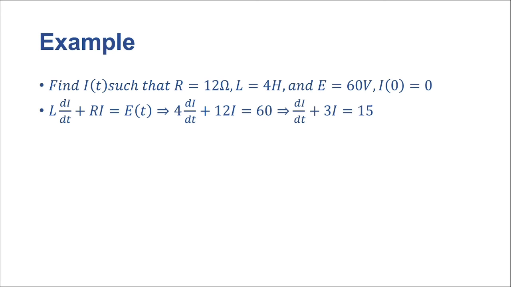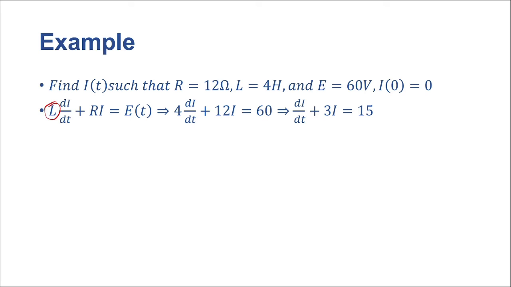So here's the equation that we use: L di/dt plus R times I is equal to E of t. Now this is obviously a linear differential equation. But as you can see, we've got this pesky L factor here, so we're going to need to divide that out at some point. So plugging in our values, we get 4 di/dt plus 12i is equal to 60. Well, that's great. We can divide everything by 4, and that leaves our di/dt as monic. So we get di/dt plus 3i equals 15.